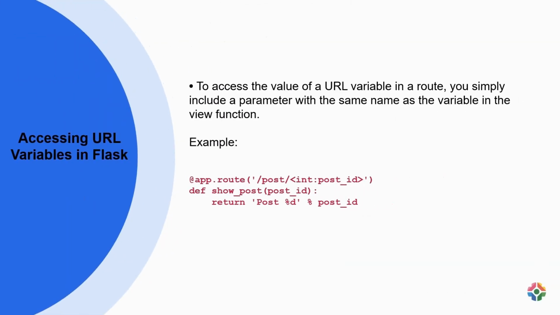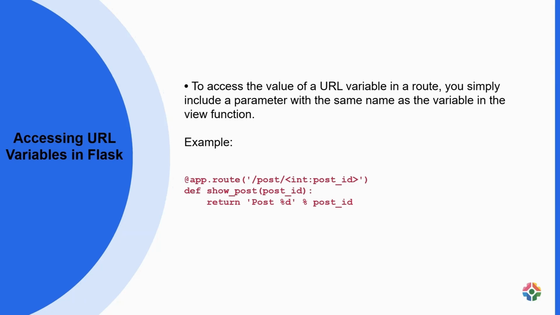To access a URL variable in a route, you create a parameter in the view function with the same name as the variable. This allows you to retrieve the value of the URL variable within the function. For instance, in a Flask route like @app.route('/post/<int:postID>'), the postID variable can be accessed in the related view function as shown in the example. When a user navigates to a URL like /post/123, the showPost function in the example will display post 123 because the value of postID is extracted from the URL variable.